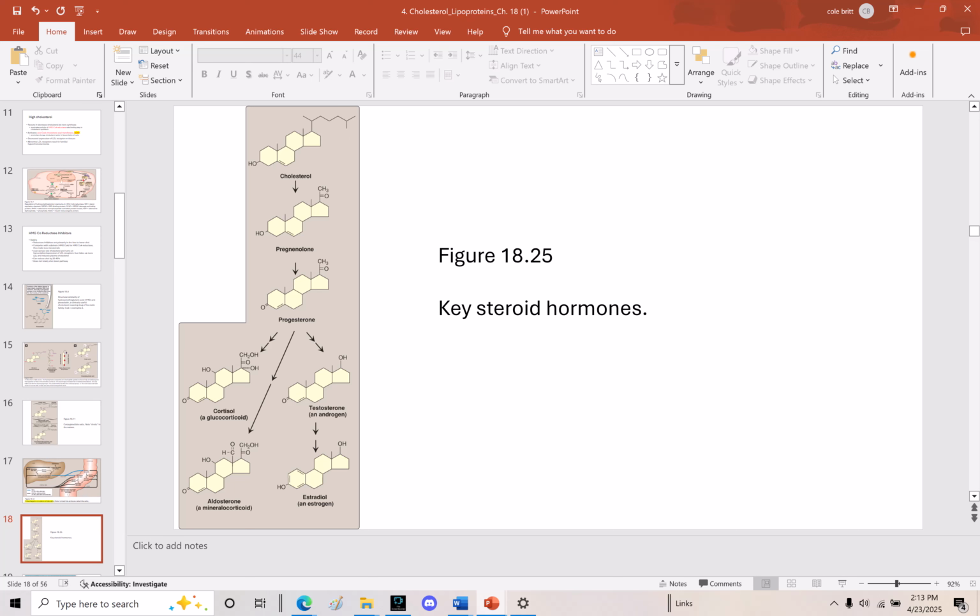No, vitamin D is made from cholesterol, not progesterone. Yeah, the starting substance. We'll talk about vitamin D synthesis when we get to vitamins.